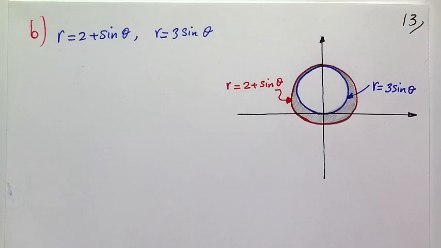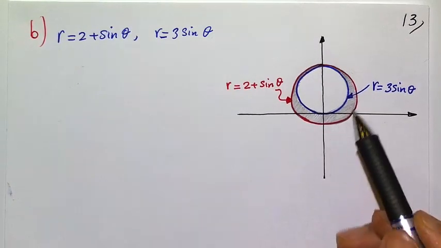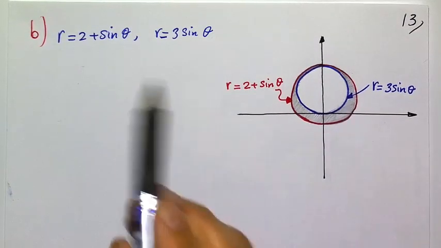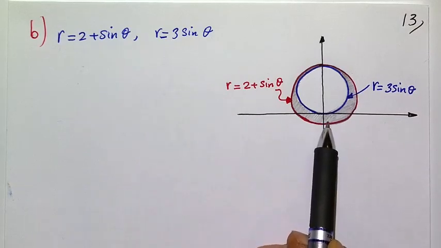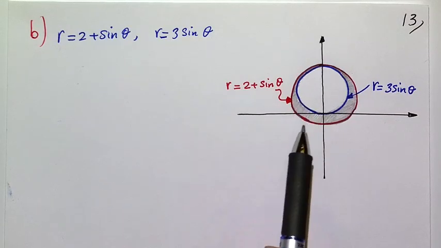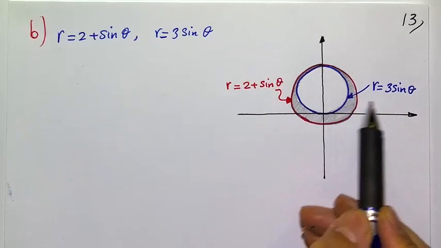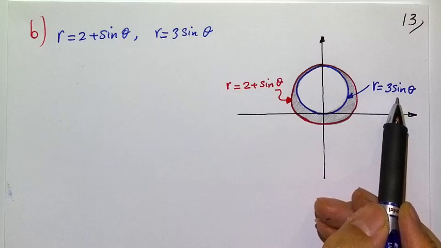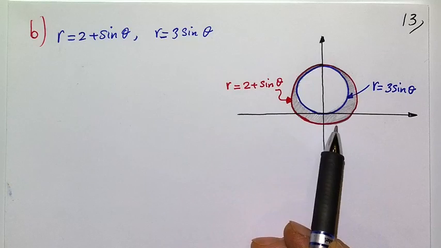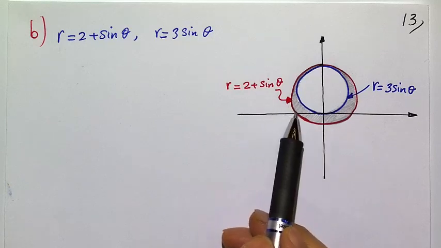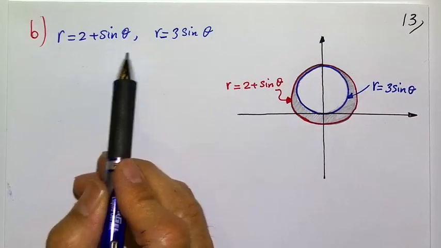Okay. So here, again, I used technology to trace both curves, and this is what I came up with. The circle is just r equals 3 sine theta. And the other curve, which is not a circle, has a different shape. You can see it there. It's this one, r equals 2 plus sine theta.